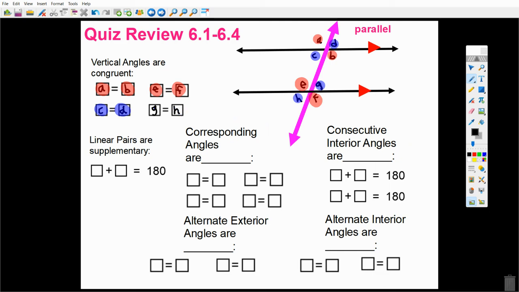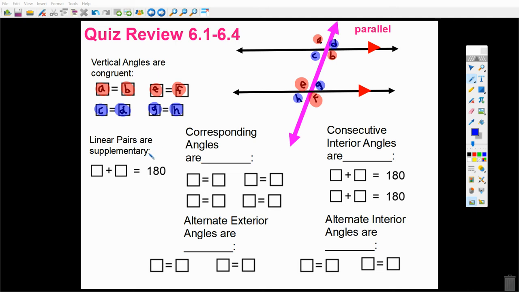So vertical angles are congruent, therefore in algebra they are equal. Okay, there we go. All right, so those are all the vertical angles. Next, we're going to do all of the linear pairs that are supplementary.